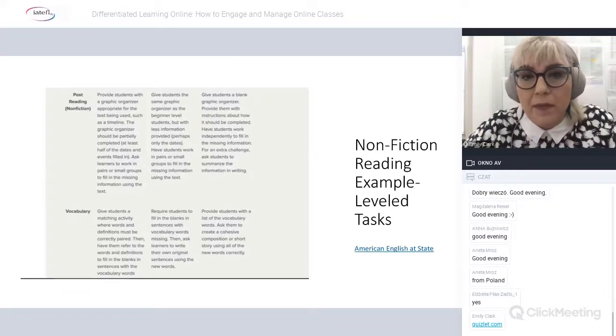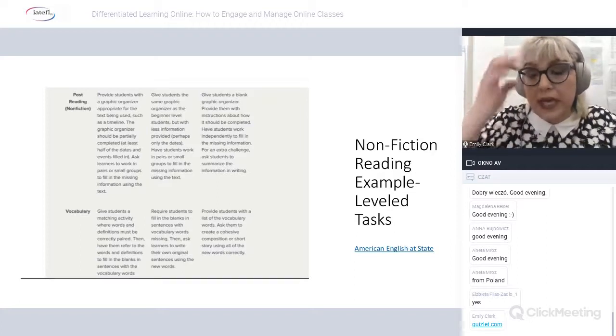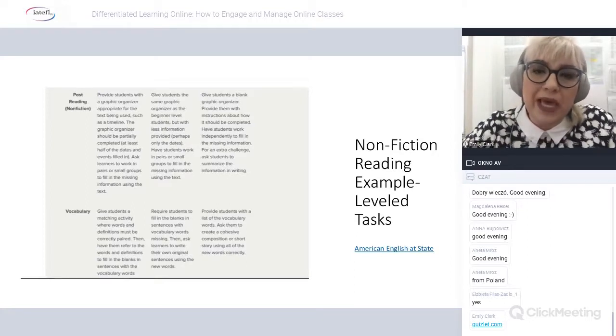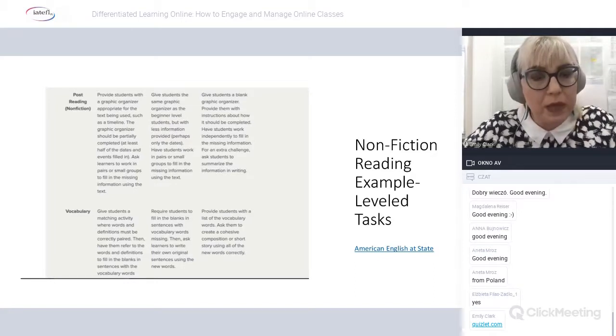Okay. I'll pause here a little bit before I start getting into grouping. So let me give you a couple more examples of ideas of what you could do. One is that you can level the task of what they're doing for reading, for example. So the same thing, you can see they're working on reading, nonfiction, and vocabulary.